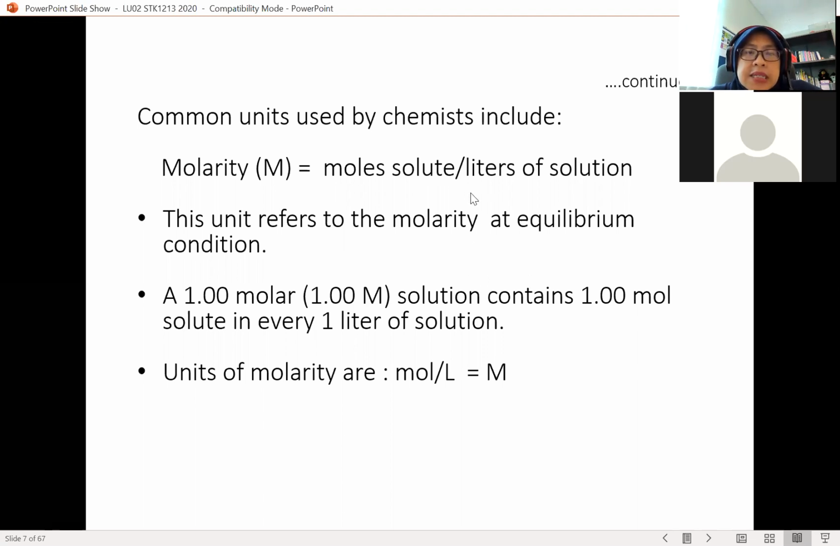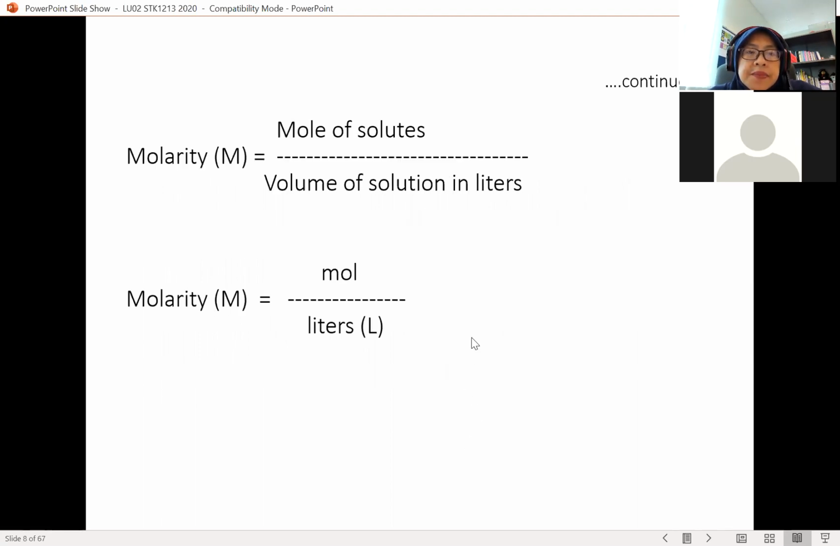Okay. All right. Molarity refers to the moles of solute per liter of solution. For example, 1 molar solution contains 1 mole of solute in every 1 liter of solution. Okay, so here's the unit of molarity.